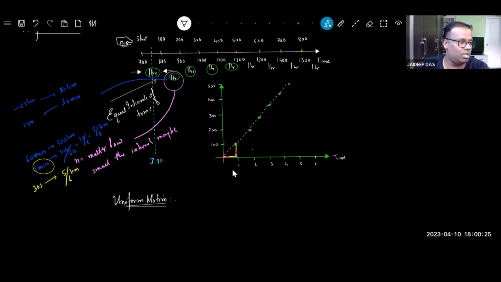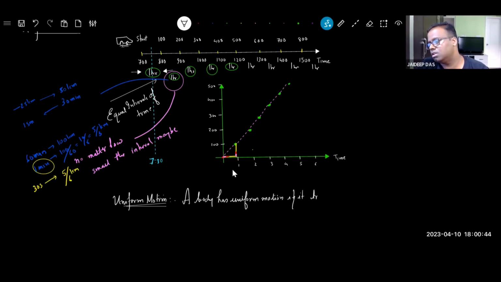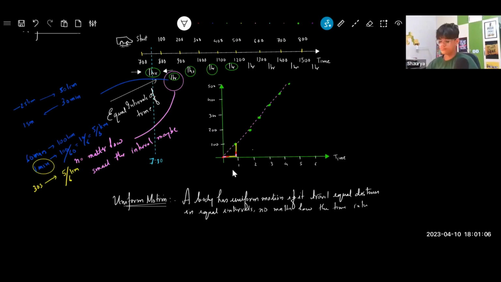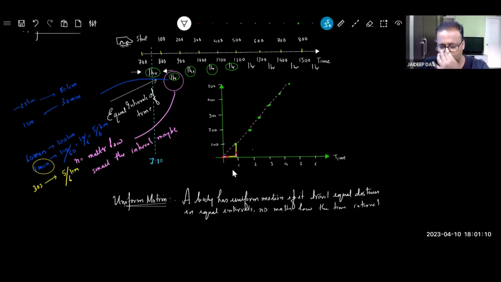A body is said to be in uniform motion, or a body has uniform motion, if it travels equal distances in equal intervals of time, no matter how small the time intervals may be. Yes, by now you know everything. So you have ruled out any doubt or anything ambiguous. No matter how small the time intervals may be.